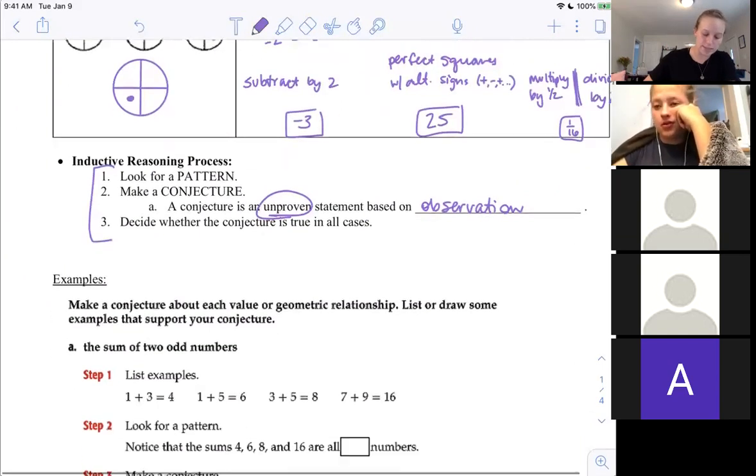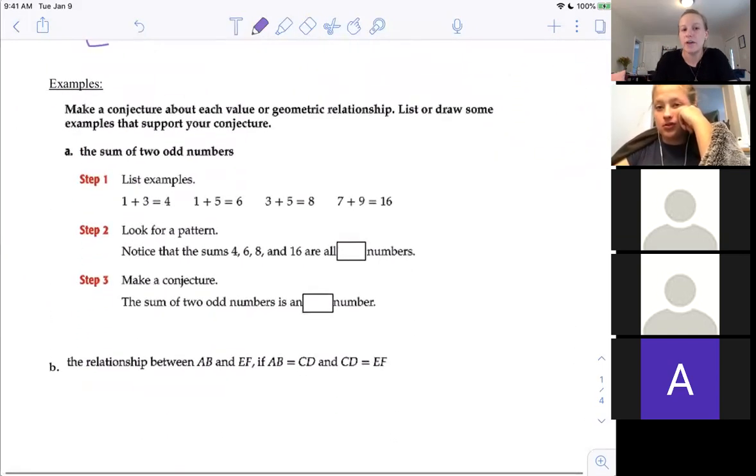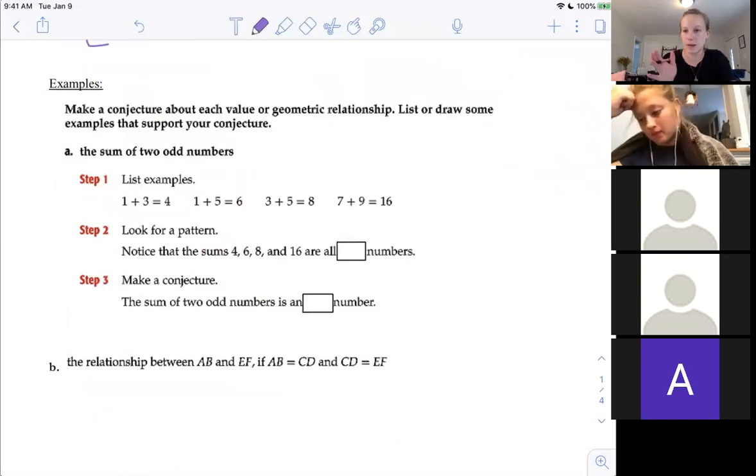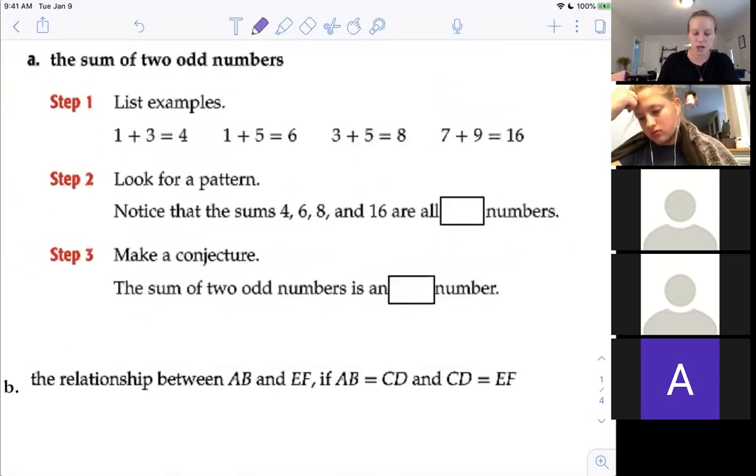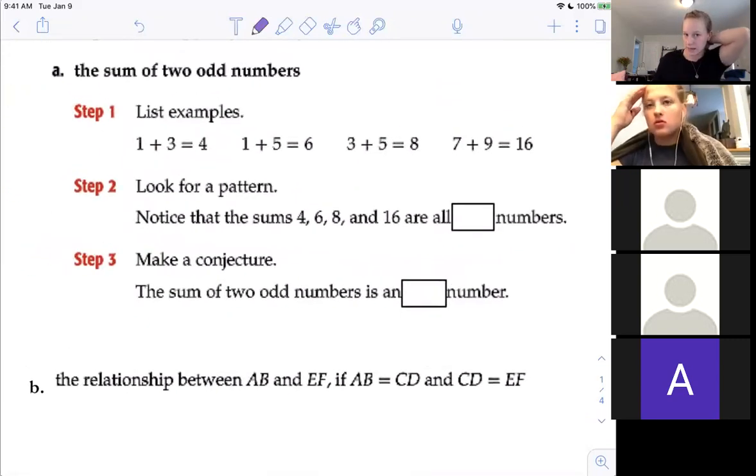So we're going to do 2 examples where we're making conjectures. If I say make a conjecture, I mean like write a sentence or use like your math signs to say something equals something. Like you should have a sort of sentence about this. So the first example is asking us to make a conjecture about the sum of 2 odd numbers.